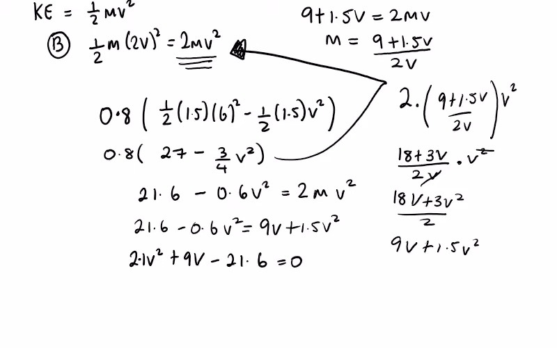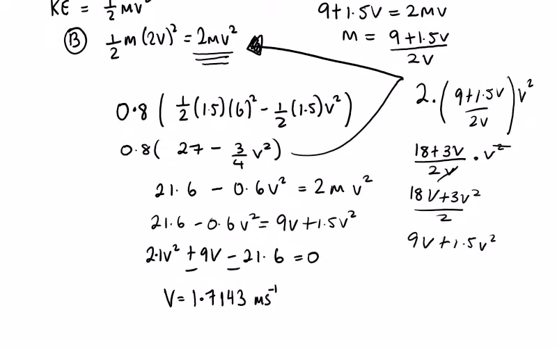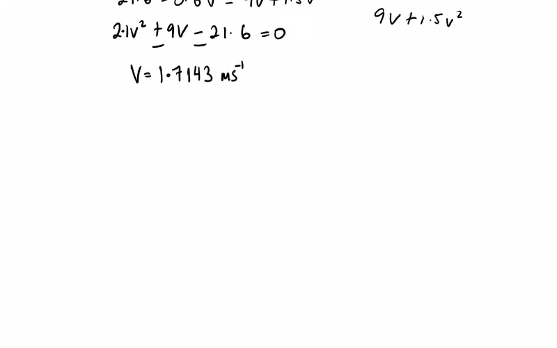So from the quadratic I'm going to have one negative value with the plus and the minus. The positive value I get is 1.7143 meters per second. So that's v. What were we asked to find? The value of v and the value of e. Okay, let's look at the value of e.